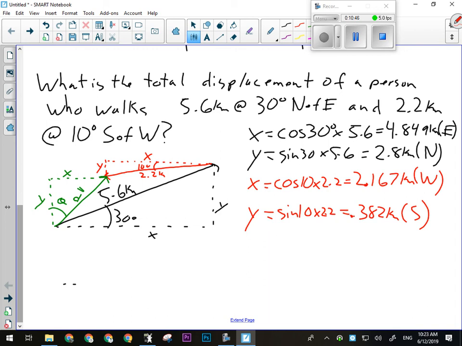So now I've got all my x's and all my y's. What do I do with them? I add them up. I use them to get my resultant's x and y. In this case, I'm going to add them as negatives because they're all opposite. So to get green x, I'm going to take my easterly component, which was 4.849, and add it to the other east-west component, which is negative 2.167.